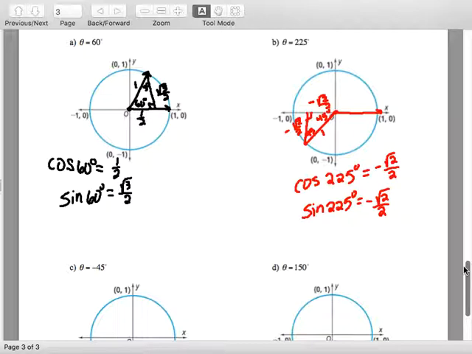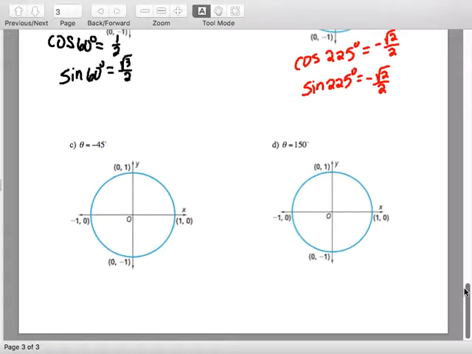All right, let's look at letter C. Let me give you a head start on this one. Sketch negative 45 degrees. See how far away from the x-axis it is, and see if you can draw the triangle. Let me give you that head start. And if you feel confident, keep going.